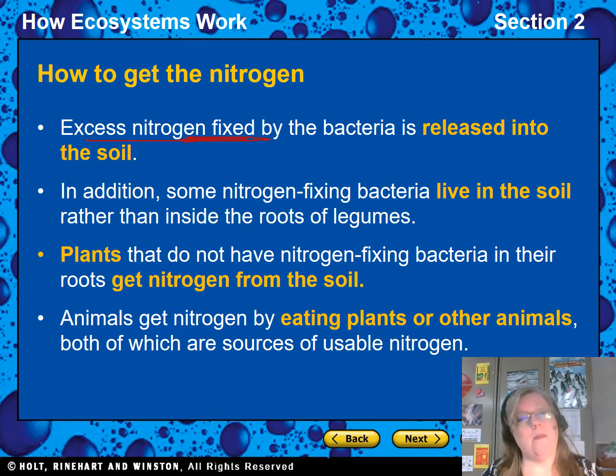Also, the nitrogen-fixing bacteria are going to make some extras. The plant's going to take as much as it needs to make its DNA, but then there's extra. So the extra is released into the soil, and then other plants can use it, like grass and stuff that's not a legume. The plain plants can use it once it hits the soil. In addition, some of the nitrogen-fixing bacteria already live in the soil rather than inside the roots. So that's a bonus. Plants that don't have the nitrogen-fixing bacteria can get it from the soil. And then once the plants have it, of course the animals can get it by eating them.